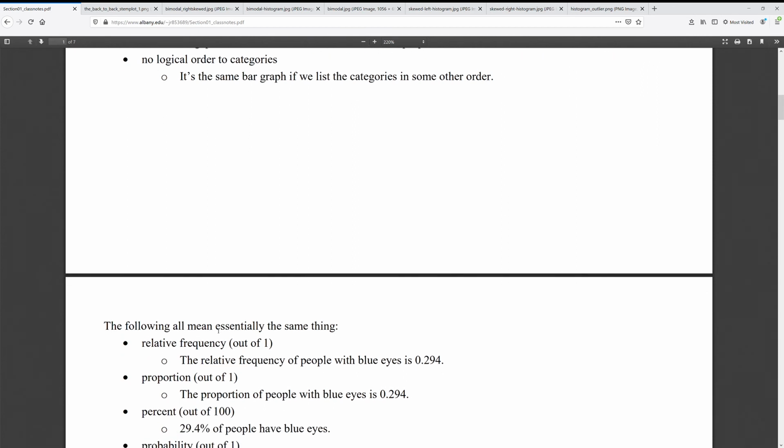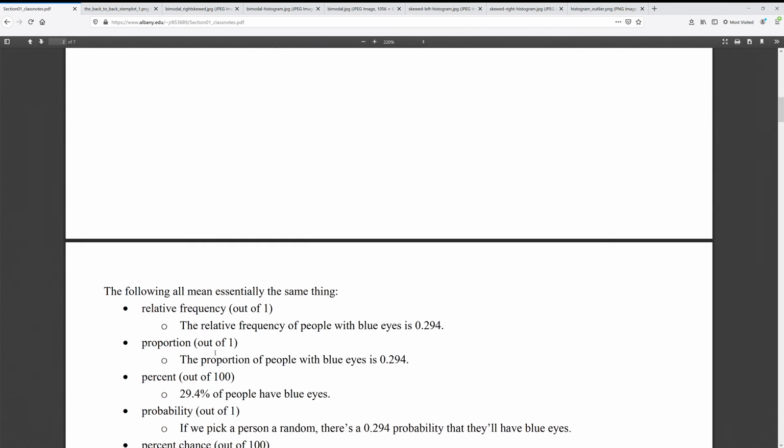To turn it into percent, we'll multiply by 100. So mathematically, we'll multiply either one of these by 100 to turn it into percent. But apart from that, they are basically all the same thing. They're just three ways of saying the same thing. Relative frequency, proportion, percent. One that you may not have thought about is probability.